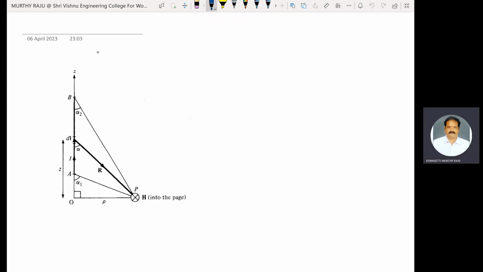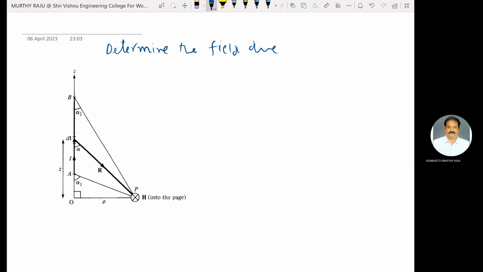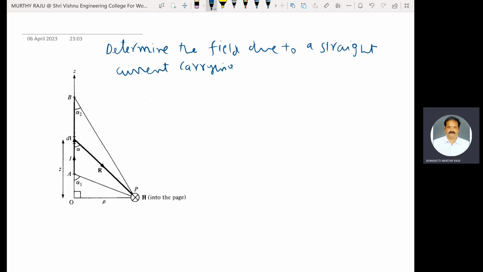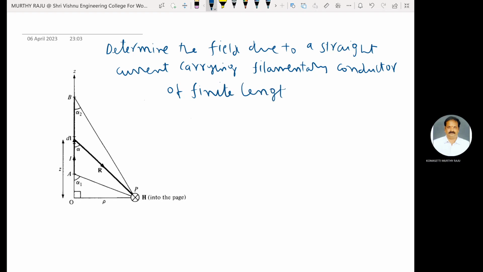Here I will explain how to determine the field due to a straight current carrying filamentary conductor of finite length AB. This one is AB.